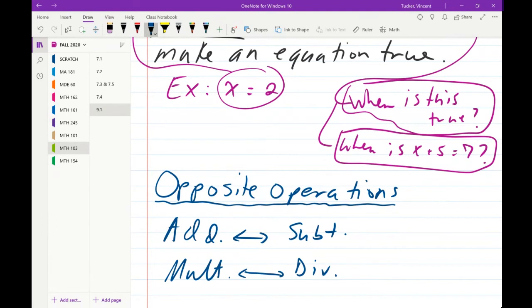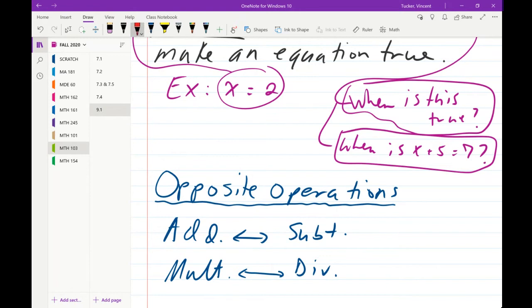All right. So we will be solving by using what I call opposite operations. The operations that undo what the other one does. So addition and subtraction will be considered opposite operations. Multiplication and division will be considered opposite operations. They undo what the other one does.